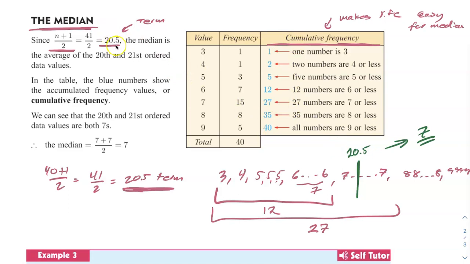All you do is, okay, I'm at the 20.5 term. If you're doing it short, you just go, okay, it's definitely not 6, so that's only 12. The next one up is 27, that's too far. So I'm in between those two, which is this number 7. So this is the end of the 6s and the start of the 7s. This is the end of the 7s, so 20.5 must be in the 7s because it's before 27.